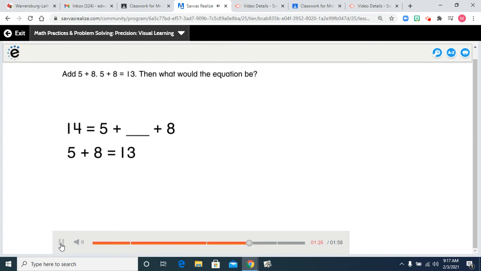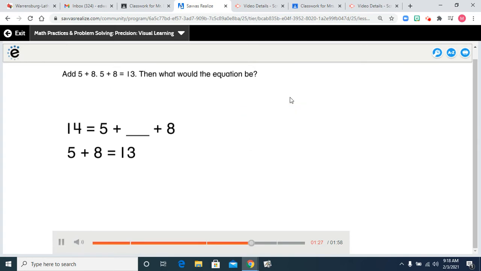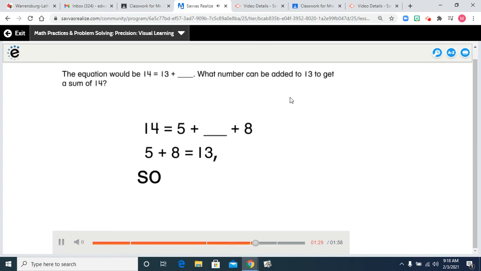Then what would the equation be? Select your answer. Okay, add 5 plus 8. 5 plus 8 equals 13. Then what would the equation be? Okay, so you have 14 that we haven't used yet. And then we used 5 and 8, which is 13. So 14 equals 13 plus blank would be the right answer. The equation would be 14 is equal to 13 plus.